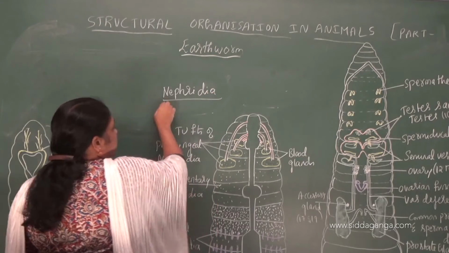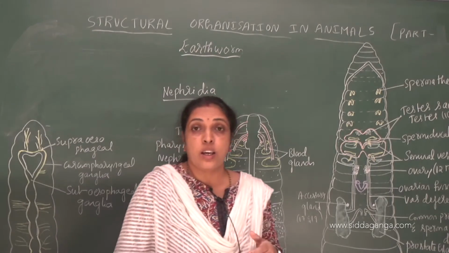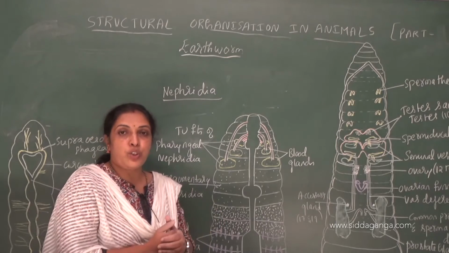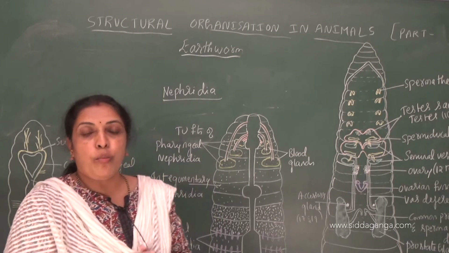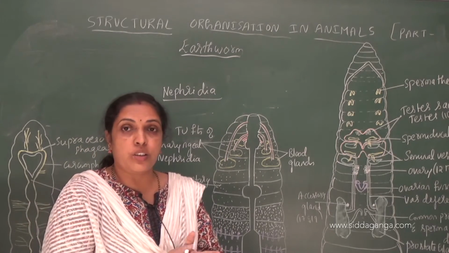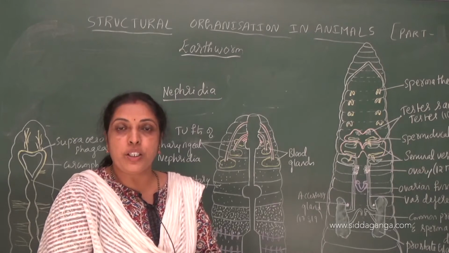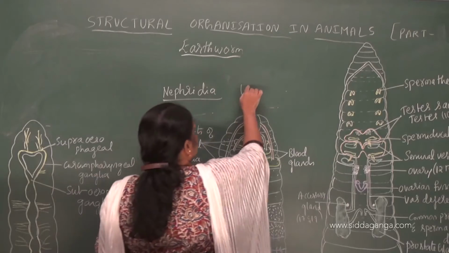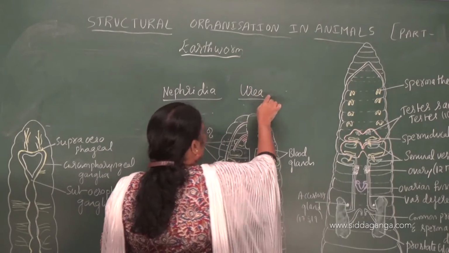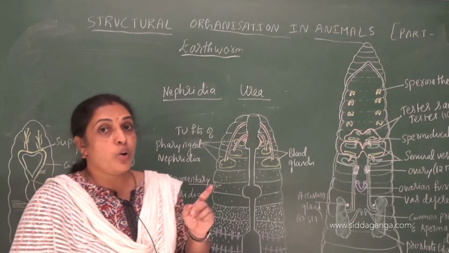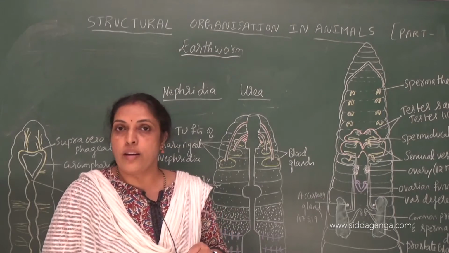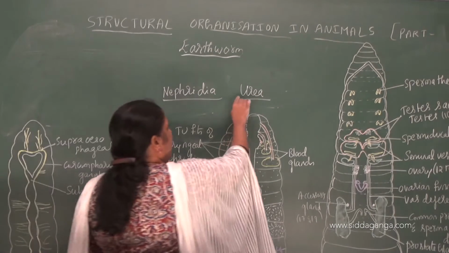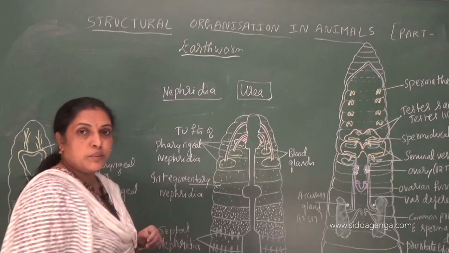So nephridia are the excretory organs in earthworm. They mainly help to maintain the volume of body fluids and the osmotic concentration. The earthworm releases urea as its excretory product, so they are ureotelic organisms. Cockroaches are uricotelic organisms, whereas earthworms are ureotelic. They release urea as their excretory product.